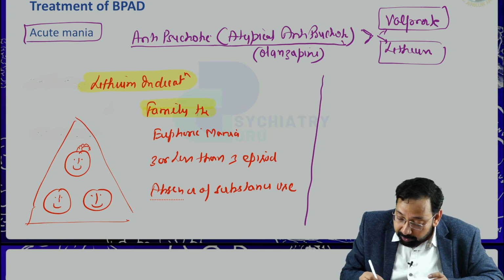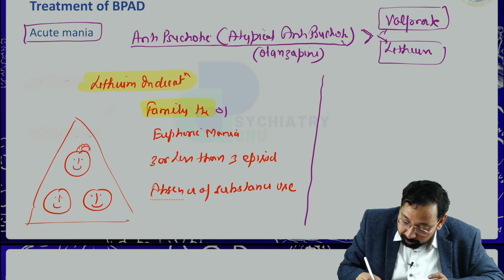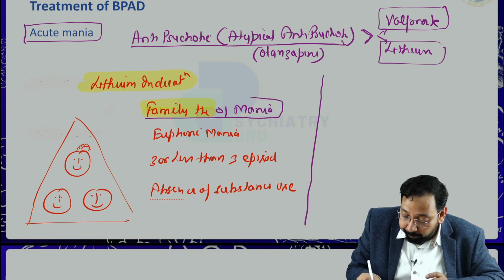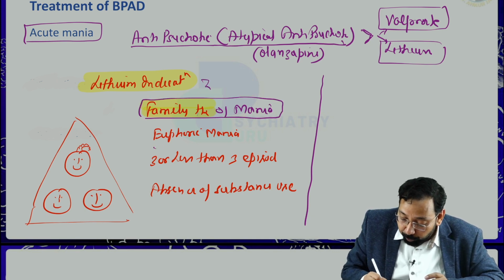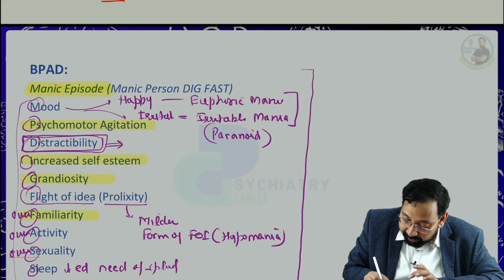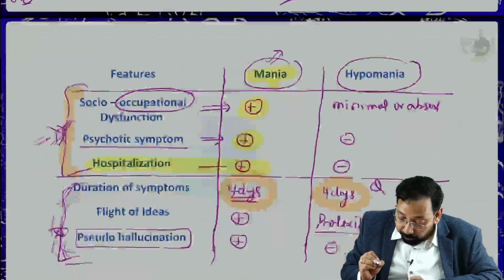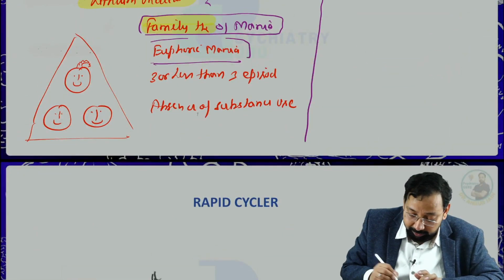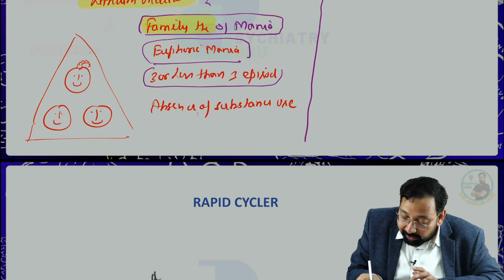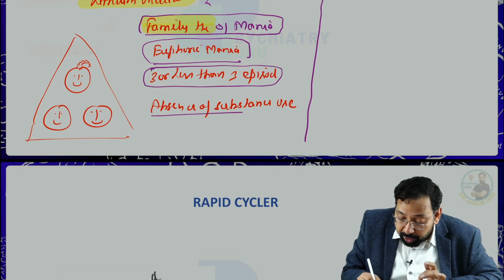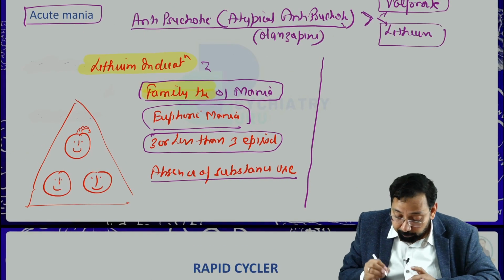If family history of mania is there, if you found family history of mania, then you will prefer lithium. If euphoric mania, I told you mania may be euphoric mania or irritable mania. So if euphoric mania is there, the patient is happy, then you will give lithium. If 3 or fewer than 3 episodes are there, you will give lithium. If there is no history of substance abuse, then you will use lithium.